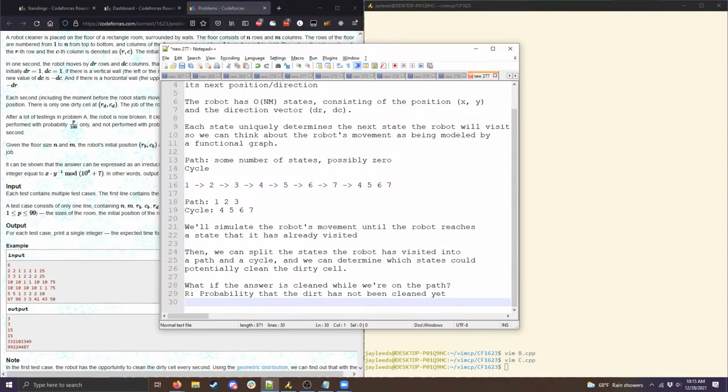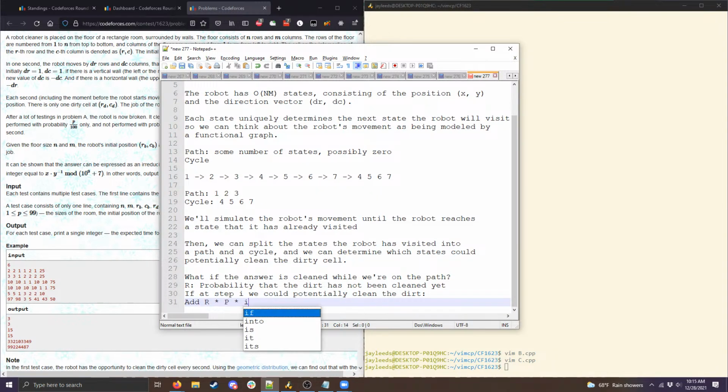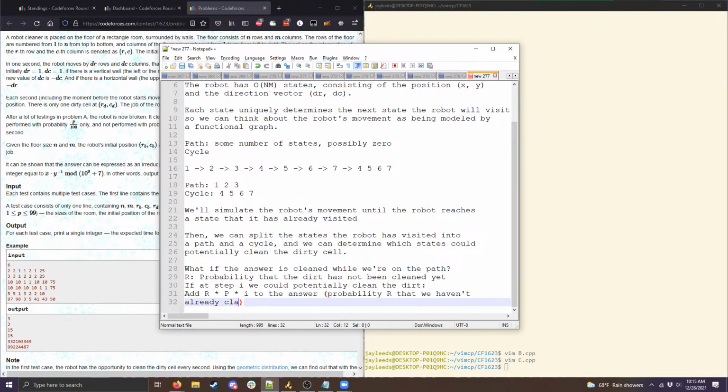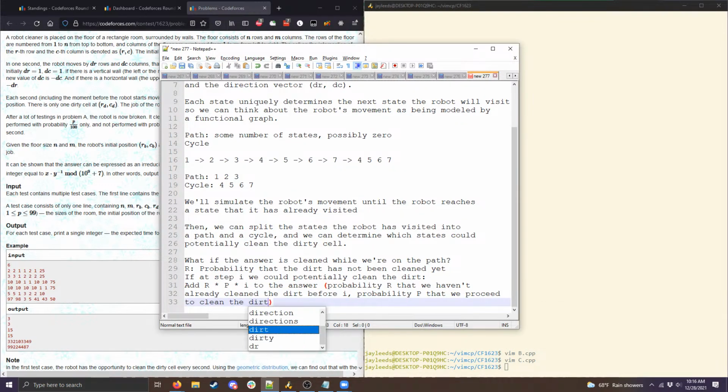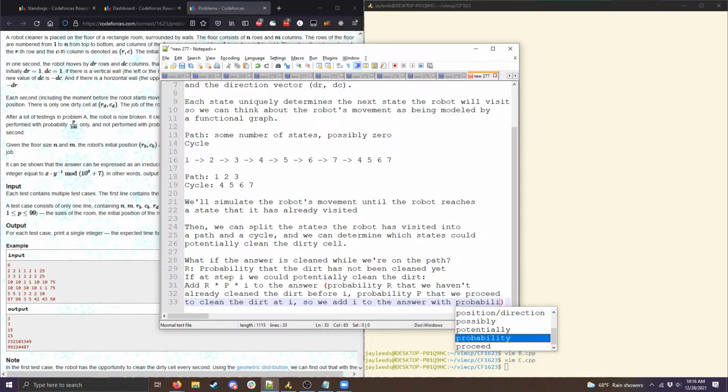And from here, we're going to iterate over the steps on the path, and if at step I we could potentially clean the dirt, i.e. we're in the same row or column, then we're going to add R times P times I to the answer, since there's a probability R that we'll get to step I without already having cleaned the dirt, and then a probability P that we proceed to clean the dirt at step I. So we add I to the answer with probability RP.